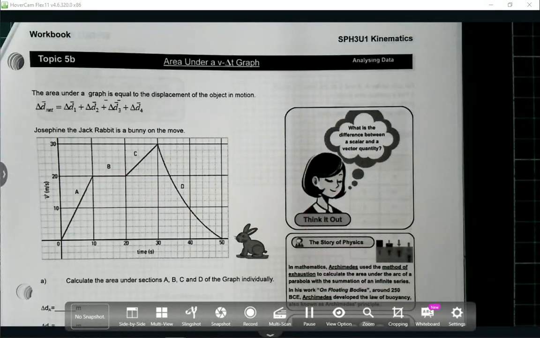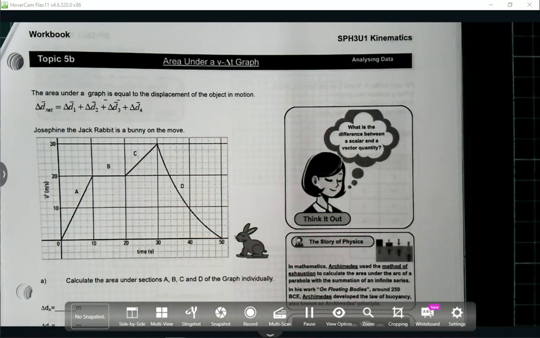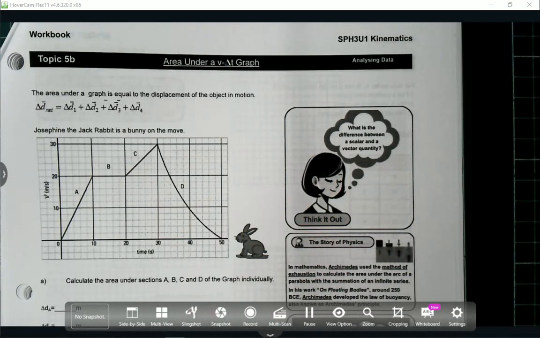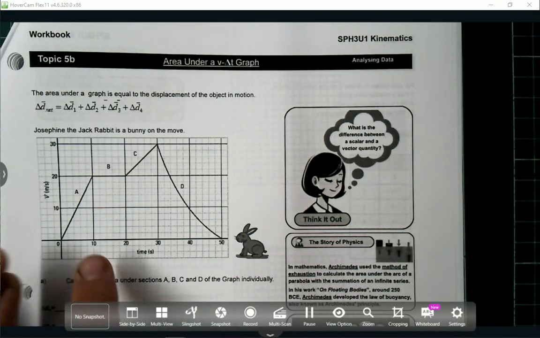Okay, so we've got this motion of Josephine the bunny rabbit. And Josephine the bunny rabbit is a very physics-driven rabbit. And what we're going to do is figure out what the displacement of Josephine the bunny rabbit is, the total displacement for her entire journey.